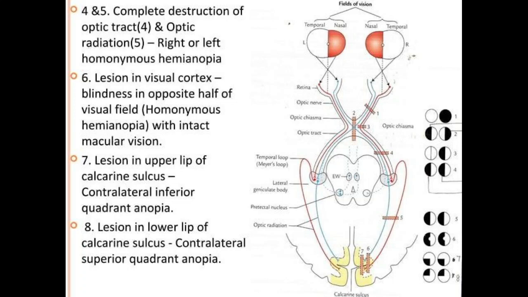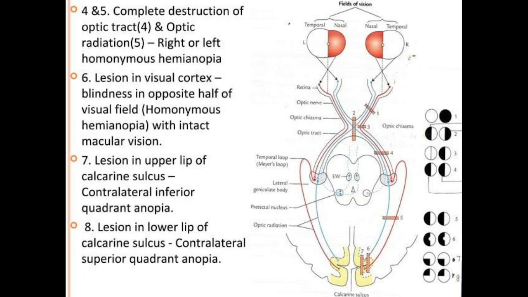Another is lesion of the visual cortex. The visual cortex is located in the occipital lobe of the brain and is responsible for processing visual information received from the thalamus. Lesions of the visual cortex can result in specific visual field defects depending on the location of the lesion. For example, a lesion in the right occipital lobe can result in a left homonymous hemianopia, where the left half of the visual field is lost in both eyes.